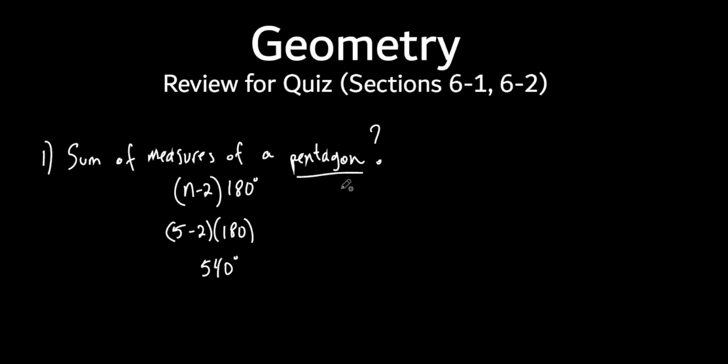What does it mean to be a regular pentagon? Well, it's 5 sides because it's a pentagon. What's the difference between just an ordinary everyday pentagon and a regular pentagon? All the sides are the same, and all the angles are equal to each other as well. So if it says regular, then all the angles and all the sides would be equal.